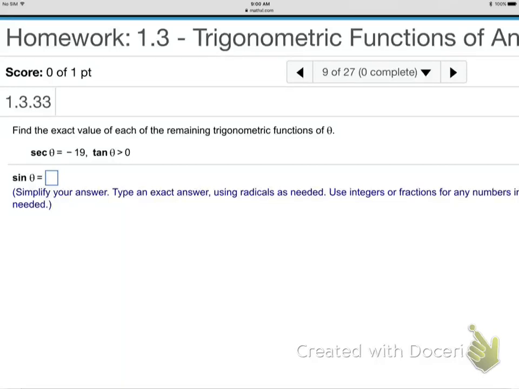So, all right, so how do you solve this thing? Secant of theta is negative 19, tangent of theta is greater than 0. First thing you got to determine is what? Where it's at. Yeah, what quadrant? Which quadrant is that thing in? How do we determine that?